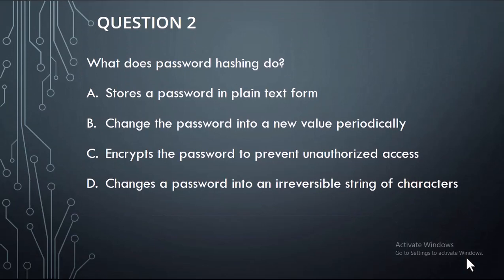Question 2. What does password hashing do? Option A. Stores a password in plain text form. B. Change the password into a new value periodically. C. Encrypts the password to prevent unauthorized access. D. Changes a password into an irreversible string of characters. The answer here is option D. Hashing changes a password into an irreversible string of characters.